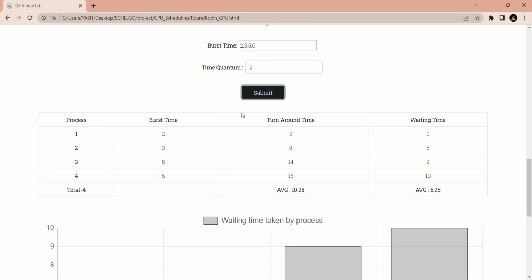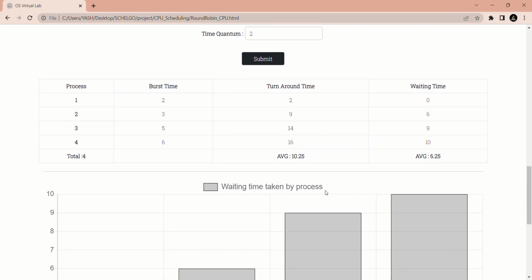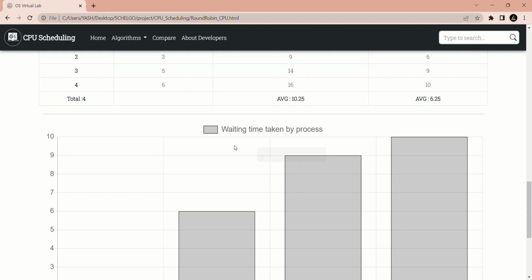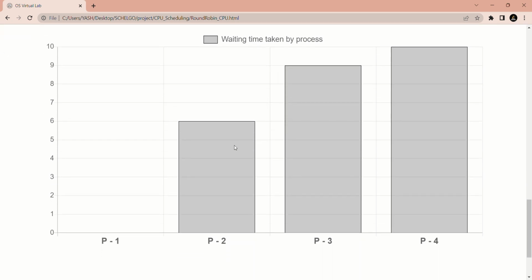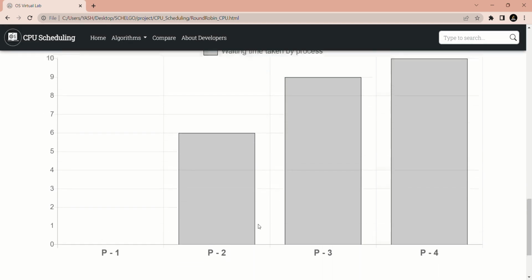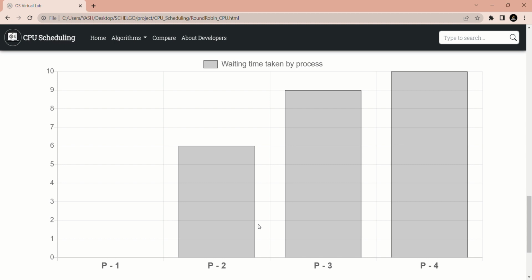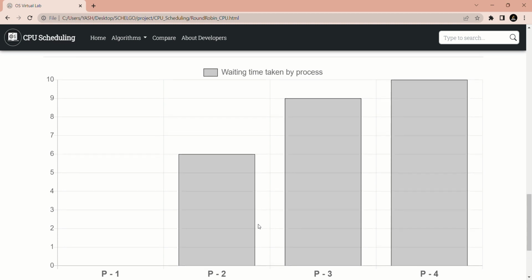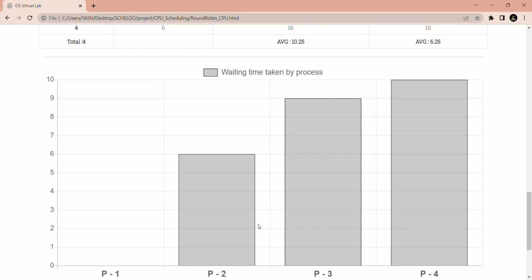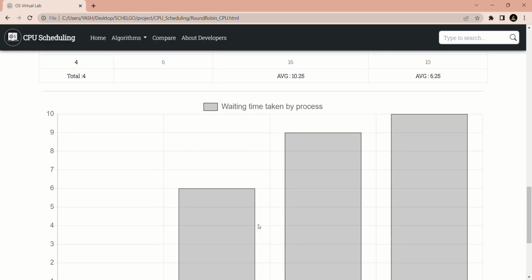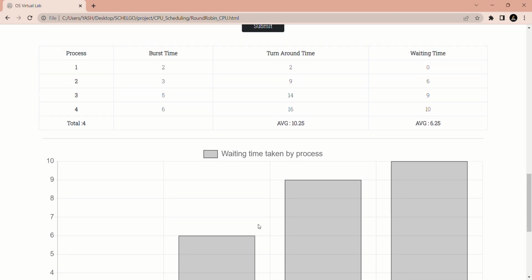As you can see here, we have got a table with the turnaround time and waiting time. The average turnaround time is 10.25 while the average waiting time is 6.25. And here is the graph for the CPU queue. In round robin scheduling, the time quantum is fixed and processes are scheduled such that no process uses CPU time more than one time quantum in one go. If the time quantum is too small, unnecessary frequent context switches occur.